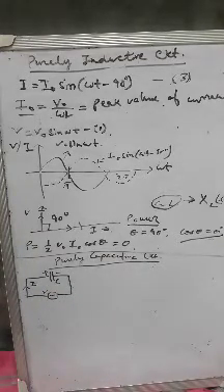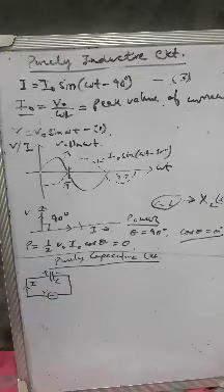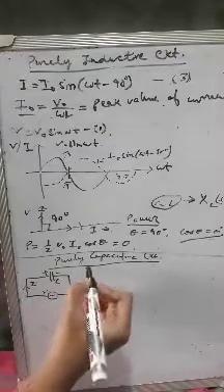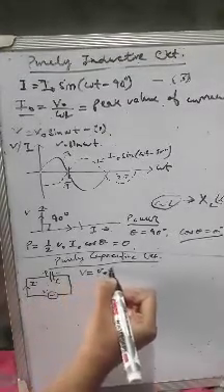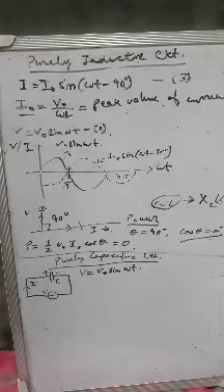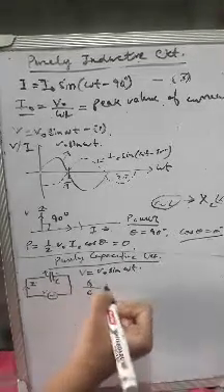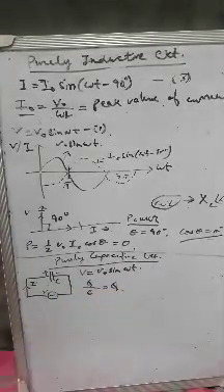Now in the same way that we proceeded for the purely inductive circuit, here also we will proceed in the same way. The alternating voltage applied to this circuit has the same equation, which I'm writing here: V equals V naught sine omega t. So at any moment, if Q is the charge stored in the capacitor C, then its terminal potential difference is Q by C.